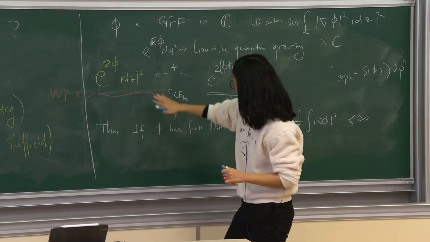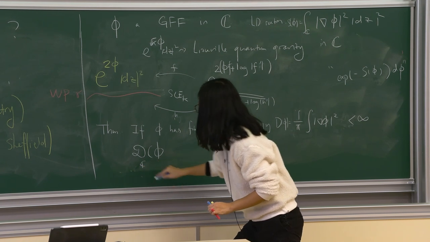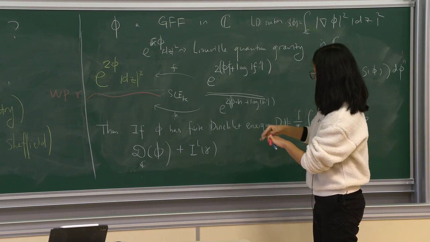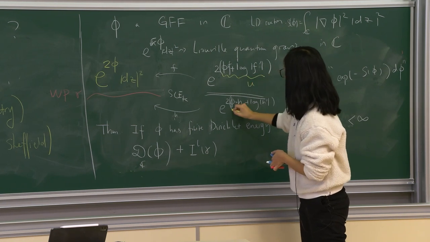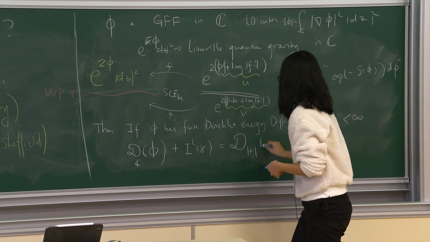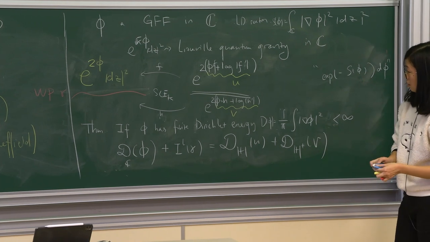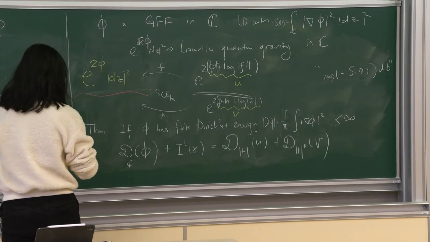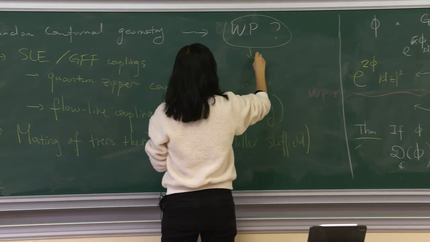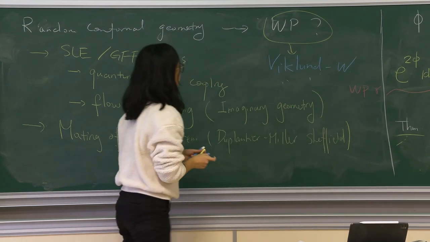Theorem: everything is well defined, and we would have the Dirichlet energy of phi, the Dirichlet energy in the complex plane, plus the Loewner energy of gamma. If I call this whole thing u, and this whole thing v, I get that this is equal to the Dirichlet energy of u plus the Dirichlet energy of v. So this is due to, all this analogy I'm going to describe, on the Weil-Petersson side, this is joint work with Wicklund and myself.